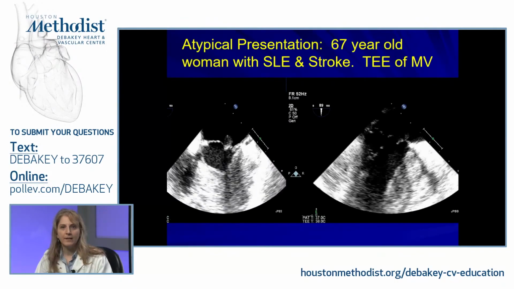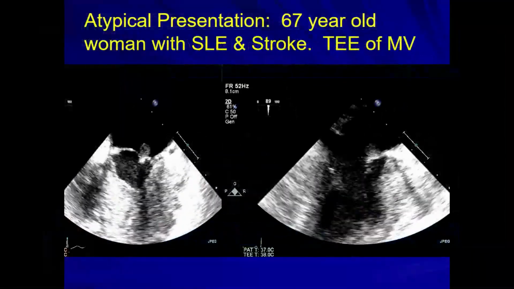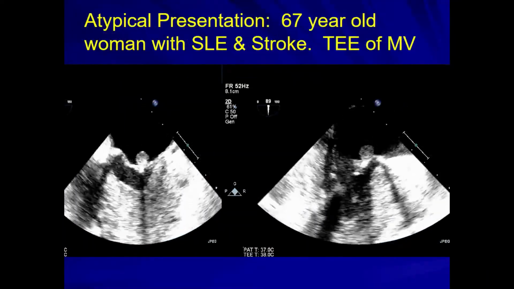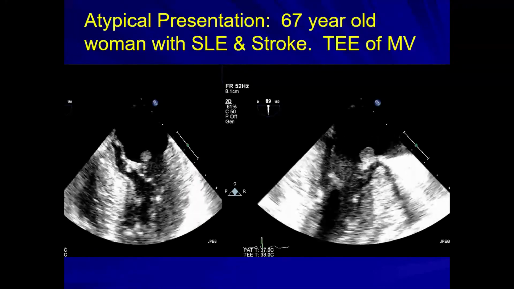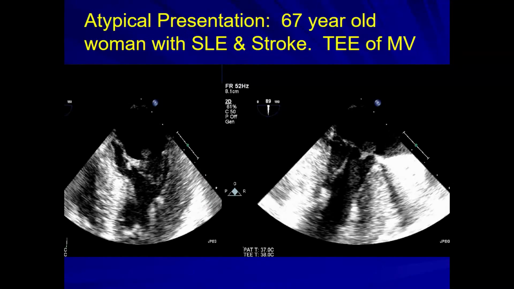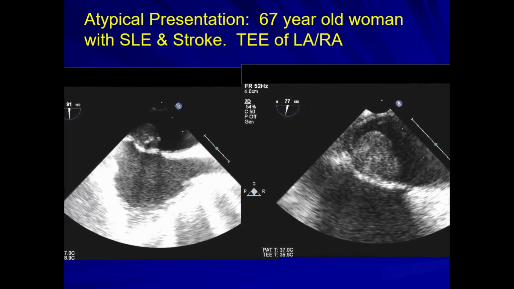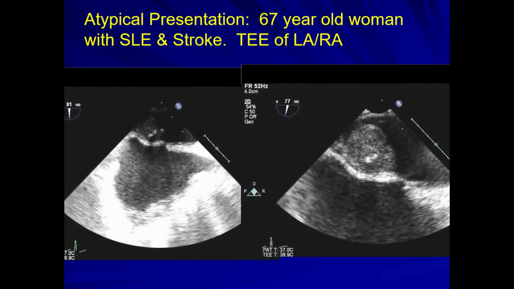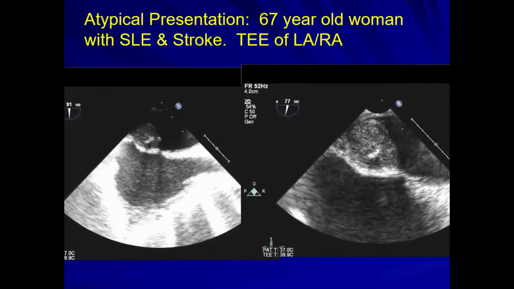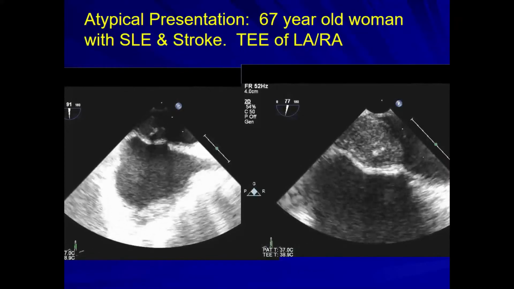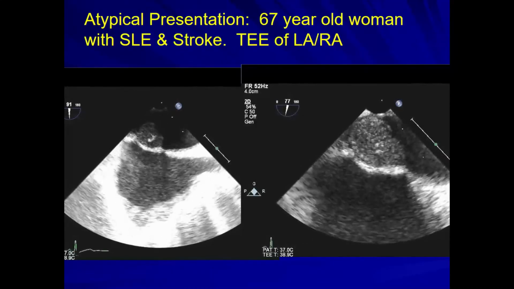And this was a very atypical presentation of a woman with lupus and a stroke. You can see that she has a very mobile mass attached to the mitral leaflets, because this is her TEE following a stroke. You can see that she also has a very homogeneous mass attached to the interatrial septum and within the left atrium itself.